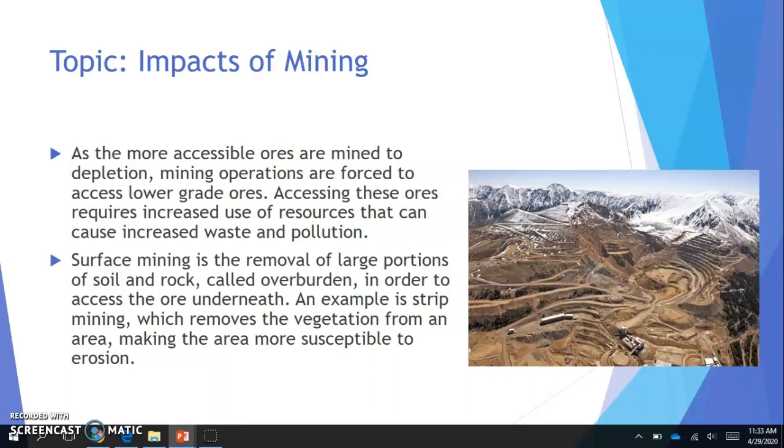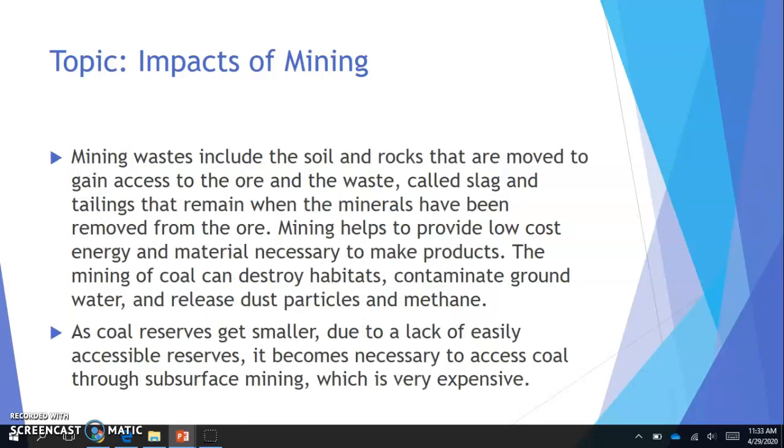Sorry, I paused to let you guys think about it. It's because vegetation has roots in it, and we know from soil erosion that the vegetation allows those roots to grow and anchor, and it helps prevent the soil from going away. So mining waste includes soil and rocks that are moved to gain access to the ore and the waste. These are called slag and tailings that remain when the minerals have been removed from the ore. So you guys are probably going to see it as tailings more than you would as slag, but just know that slag is another word for that.